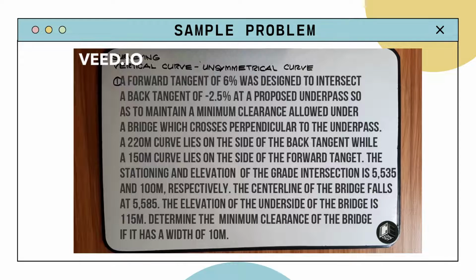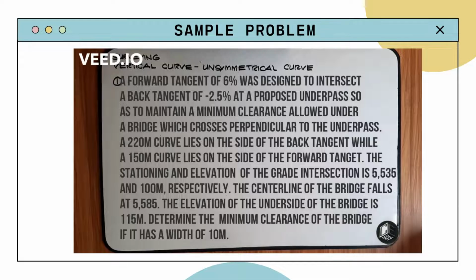5,585 and the elevation of the underside of the bridge is 105.15 meters. Determine the minimum clearance of the bridge if it has a width of 10 meters.